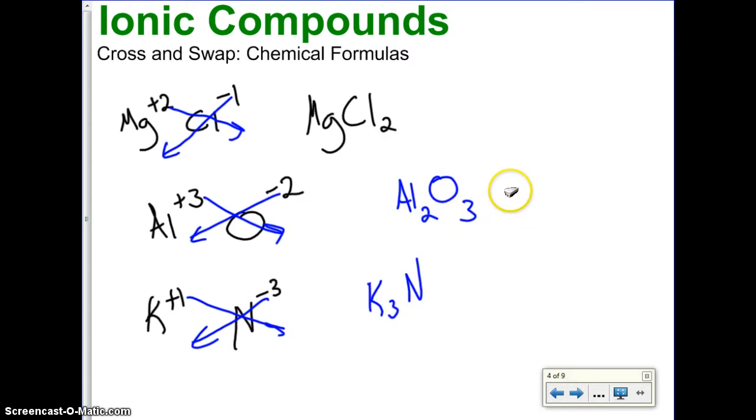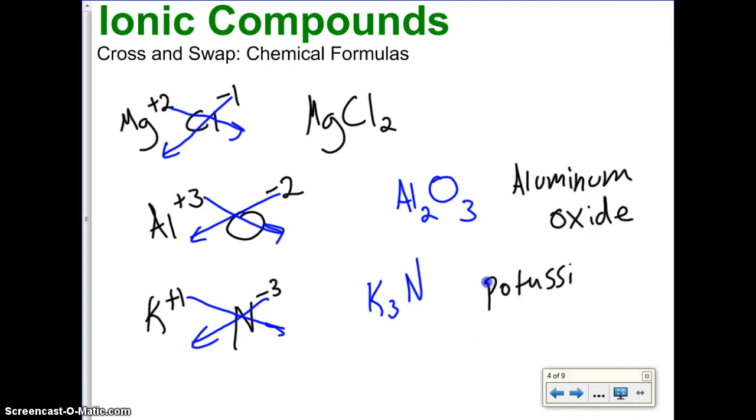Okay, same can be done with Al2O3. Again, aluminum is our metal, so we just name it. Okay, and then O is oxygen, it becomes oxide. K, potassium. Okay, and N, nitrogen, so nitride. So that's kind of our simple naming.